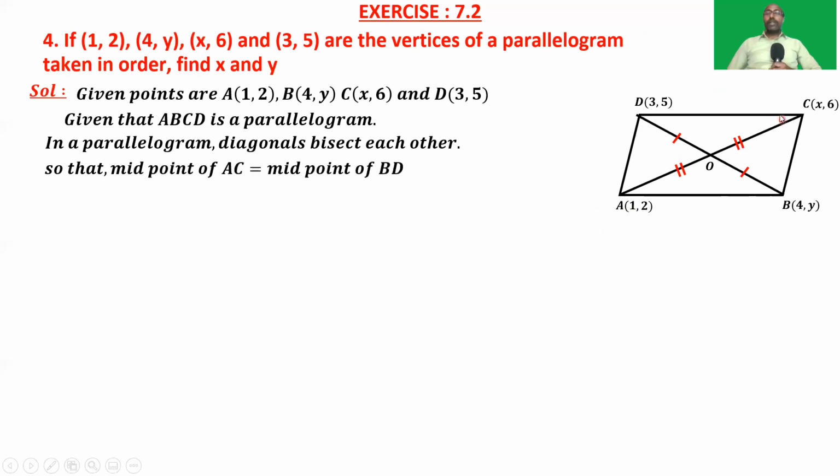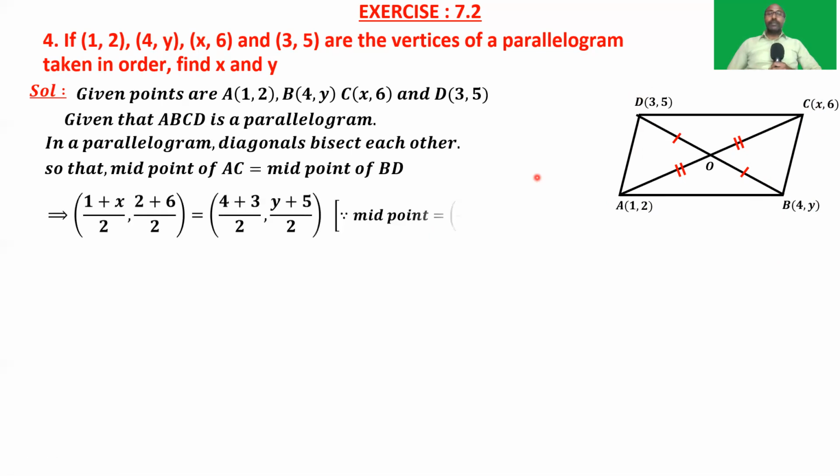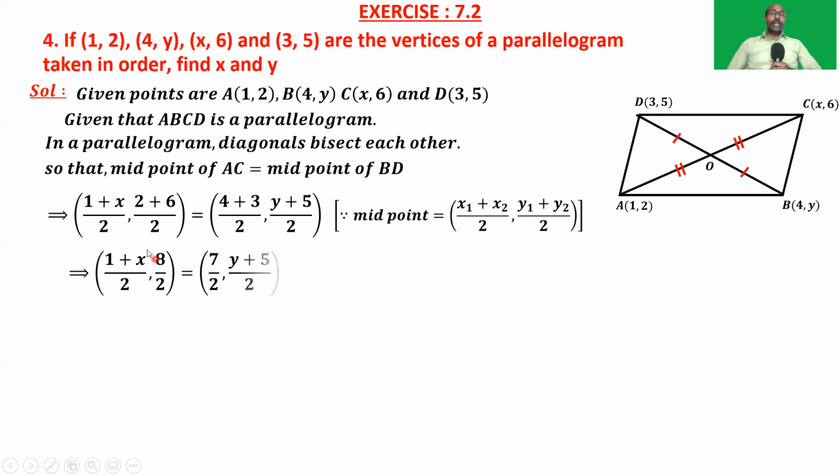So we know that the midpoint formula is (x1 plus x2) by 2 comma (y1 plus y2) by 2. So the midpoint of AC is (1 plus x) by 2 comma (2 plus 6) by 2, and the midpoint of BD is (4 plus 3) by 2 comma (y plus 5) by 2. So from this we can write (1 plus x) by 2, 8 by 2, and 7 by 2.